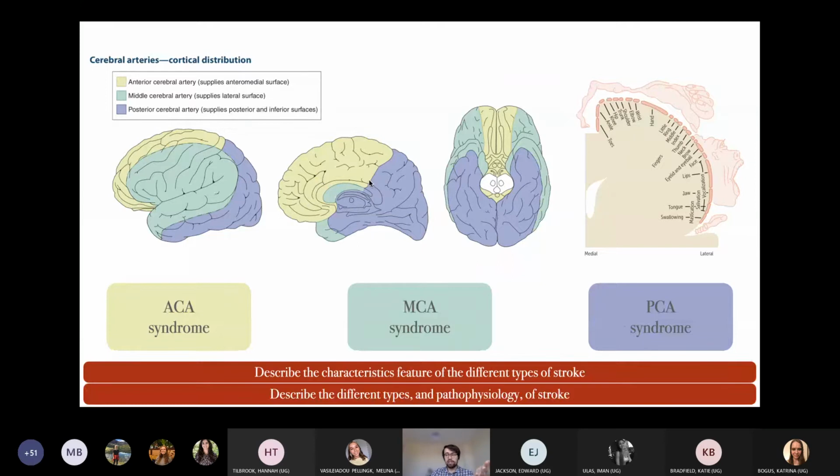Okay, and that's actually really important because it tells you its distribution. So it supplies all of this bit of the brain, so it supplies this bit of the frontal lobe here, then it goes up here and supplies this bit of the parietal lobe, and it sneaks over the top. It grabs on, it sneaks over, and then goes laterally and just supplies this bit lateral here.